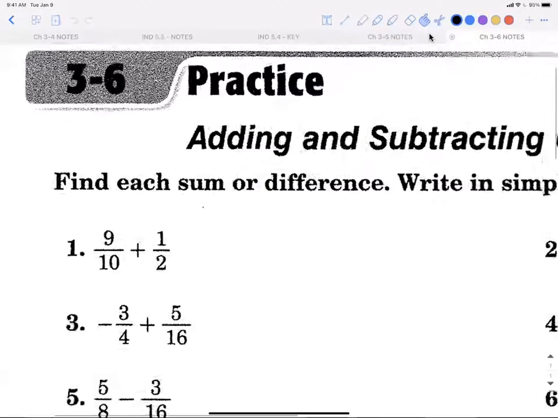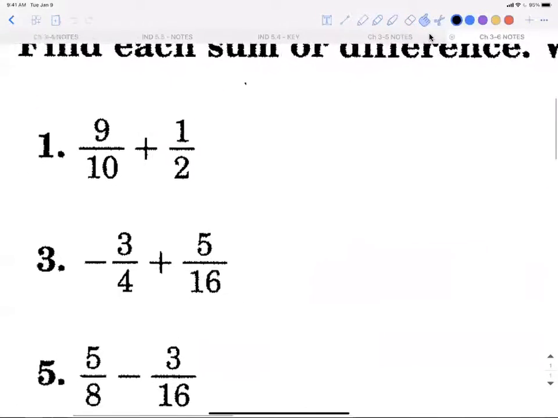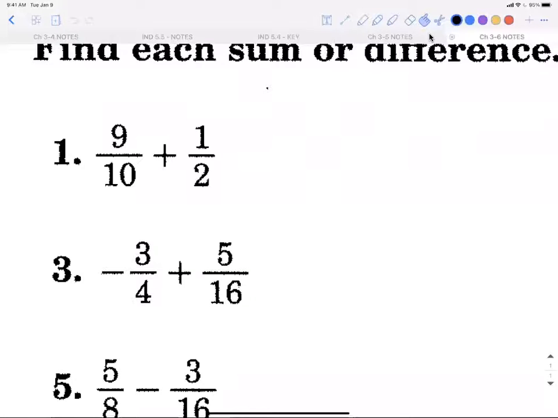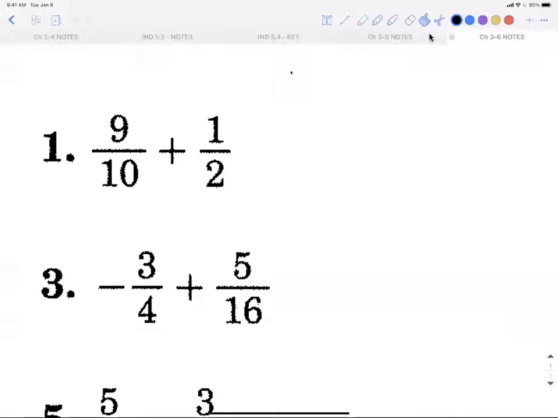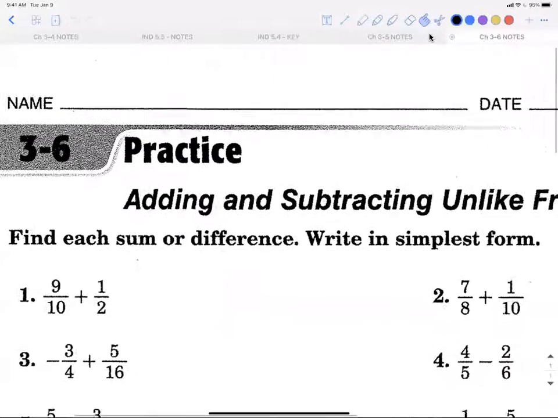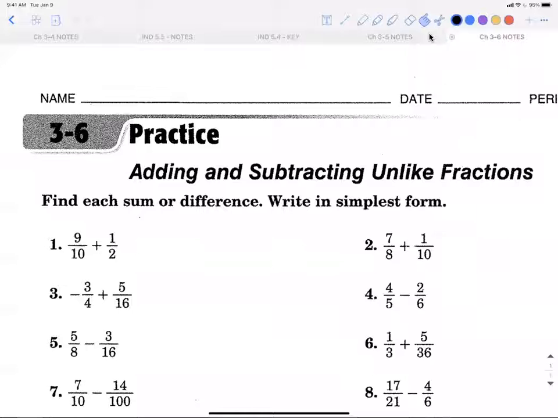It's 3-6, sorry. And the difference is our fractions are unlike denominators. And again, I'm not going to spend a ton of time on this part because I want to do a few with variables. So go ahead and write that down. Adding and subtracting with unlike fractions. We already did multiplying and dividing. We started with multiplying and dividing.